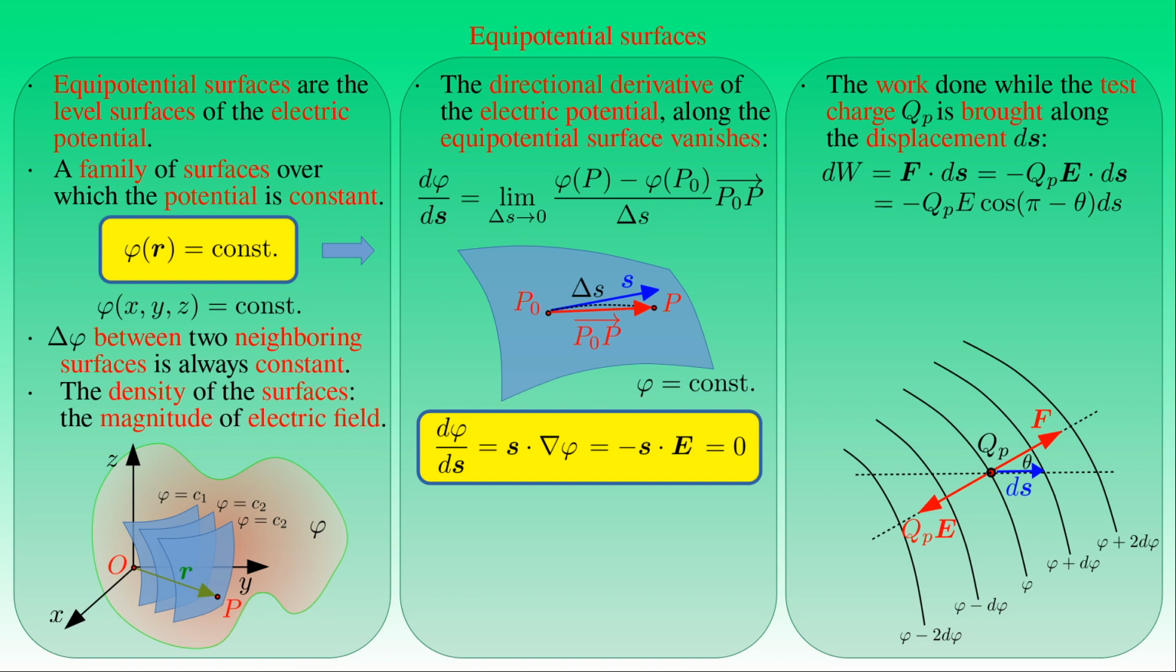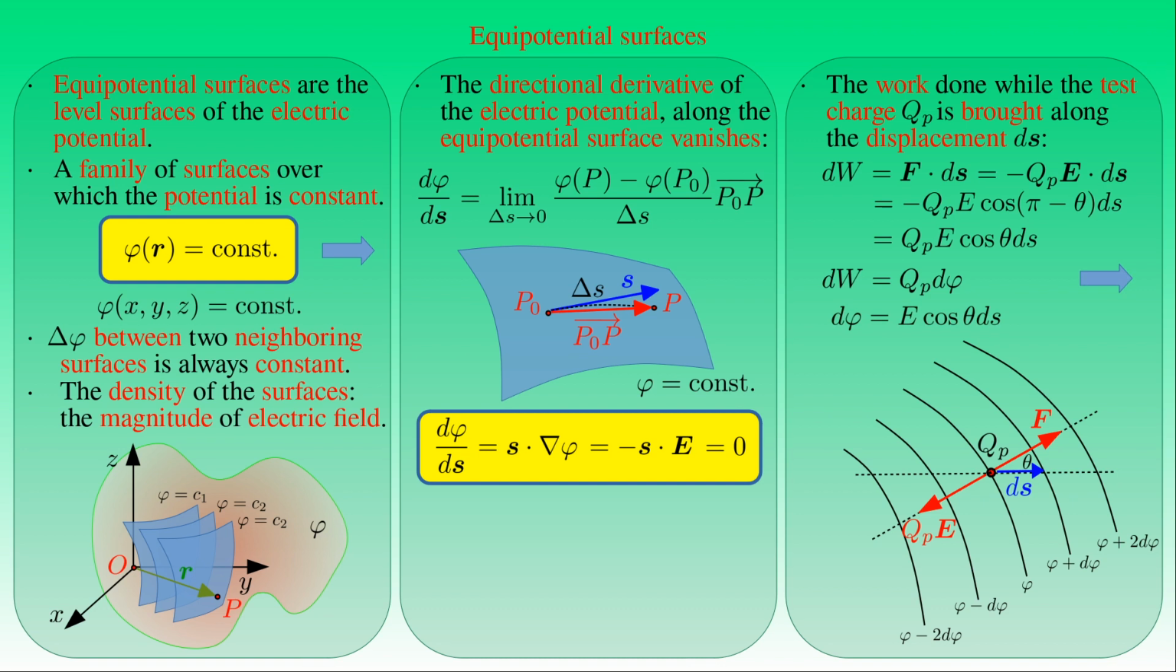If we apply the trigonometric identity for the cosine of the sum of two angles, the work dW can be written as the product of the charge QP, the magnitude of E, the length of ds and cosine theta. On the other hand, the infinitesimal work dW is equal to the product of the test charge QP and the infinitesimal potential difference d phi. The differential of the potential phi can therefore be written as the magnitude of the electric field strength E times cosine theta, times the length of the displacement ds.